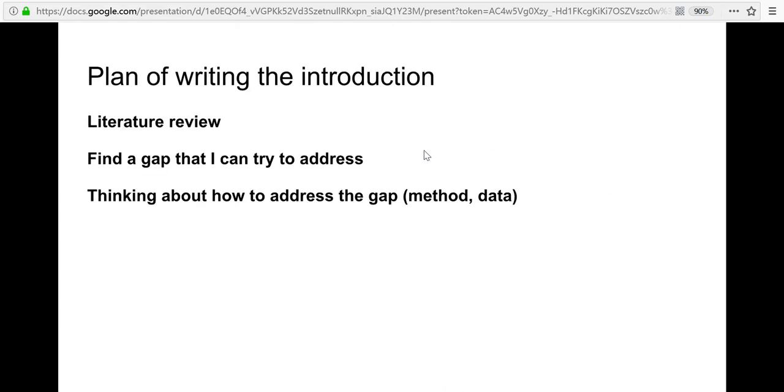Before that, I would like to talk about how I plan to write the introduction. Firstly, I do some literature review, which can help me learn the background knowledge about the topic that I'm interested in. After that, I will know what problems are still not solved. In other words, I can find a gap in this research area, and then I will think about how to address the gap. For example, find the method that I can use to solve the problem, or, most important, the data that I need to collect, because in natural geography, the method and data are the most important things that we need to consider.